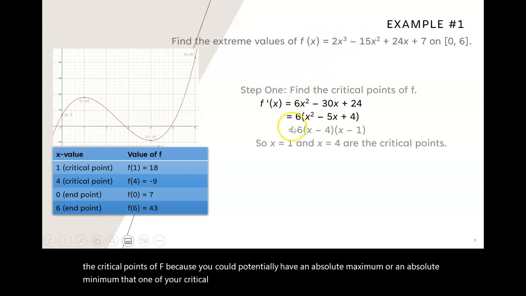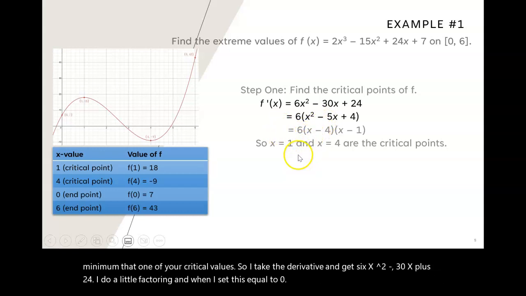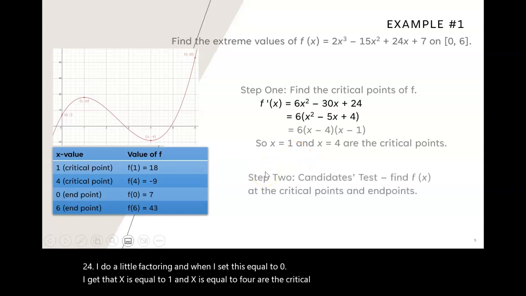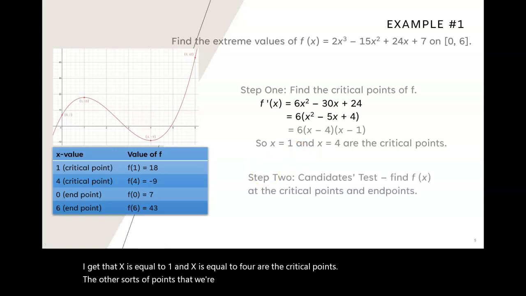So I take the derivative and get 6x squared minus 30x plus 24. I do a little factoring, and when I set this equal to 0, I get that x is equal to 1 and x is equal to 4 are the critical points. The other sorts of points that we're going to test are our endpoints. And so we get what's called a candidates test.